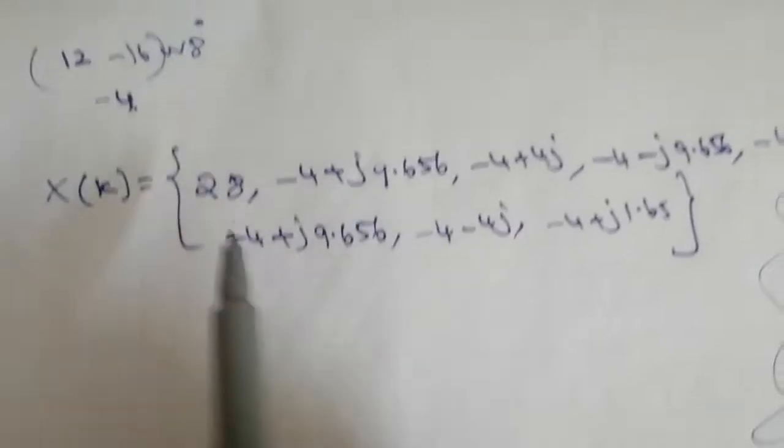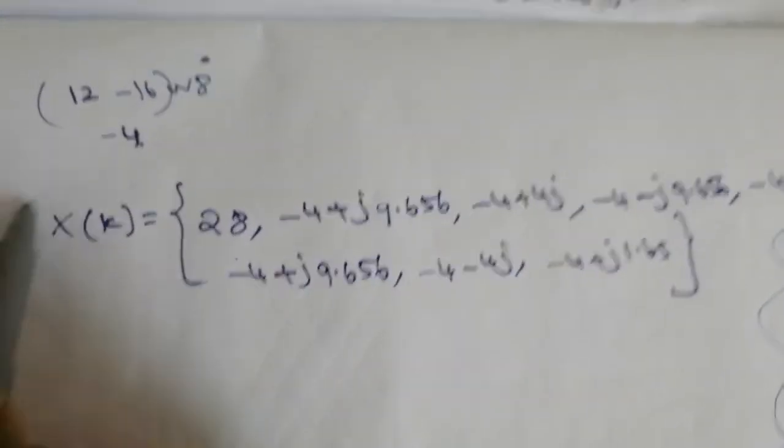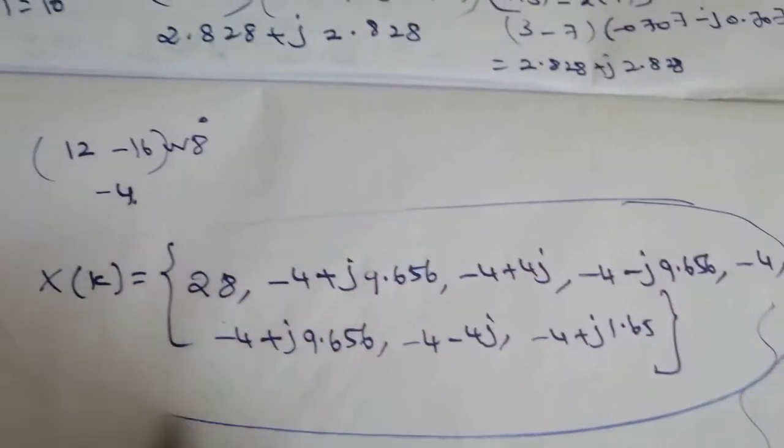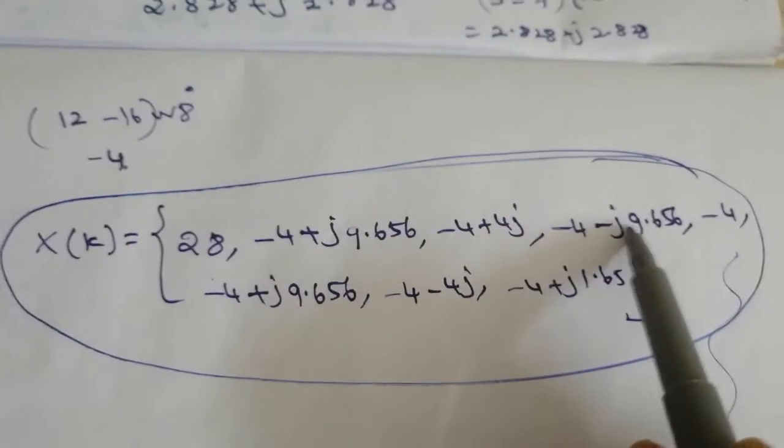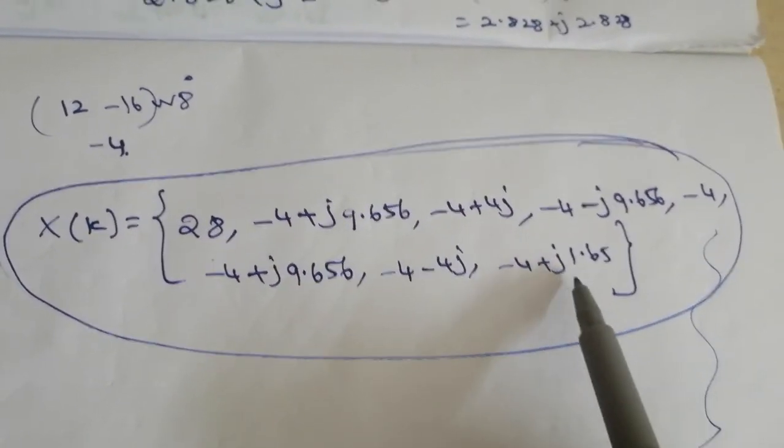So this is the DFT of the given sequence answer, right? So likewise we are going to take the normal order wise 0, 1, 2, 3, 4, 5, 6, 7. Is it clear?